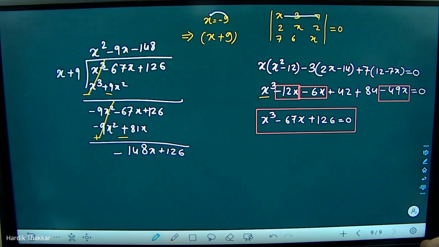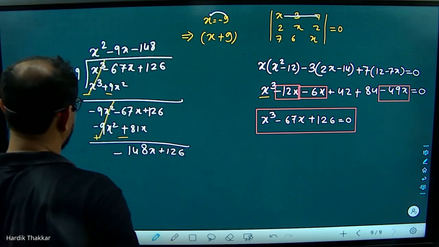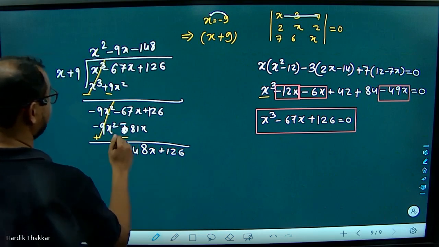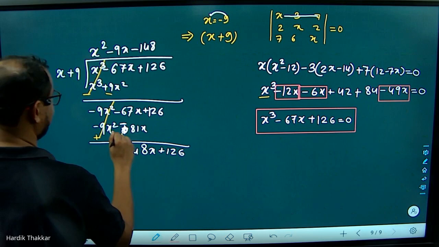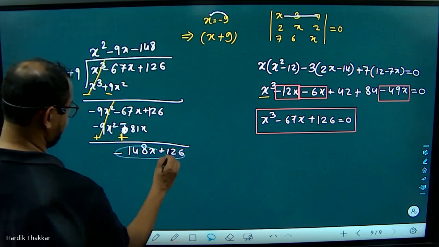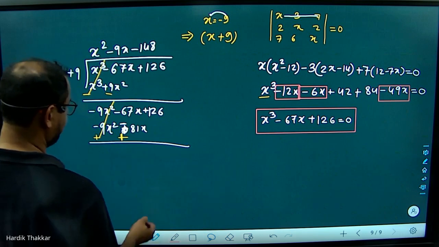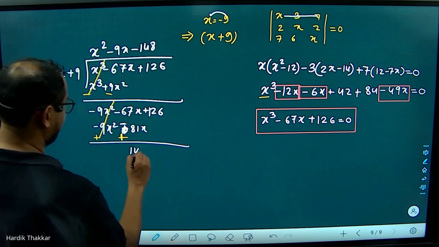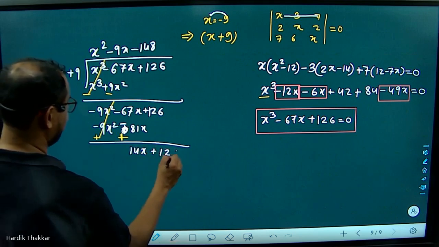Sir, here minus 9x is multiplied with 9, so it will be minus 81x. Yes. It will be minus 81. Sorry, it will be minus 81. Further, it will be positive. Yes. So, I think here we had made a mistake. Okay, so plus 81 minus 67, we will get, I think, plus 14x, correct? And here it is 126.